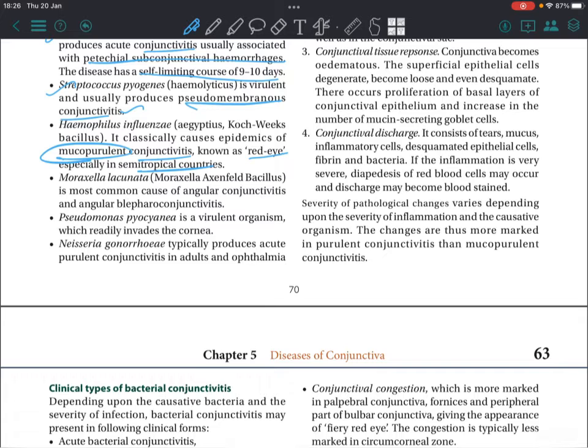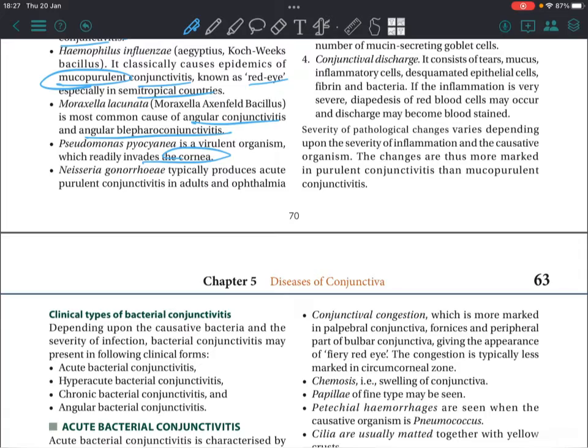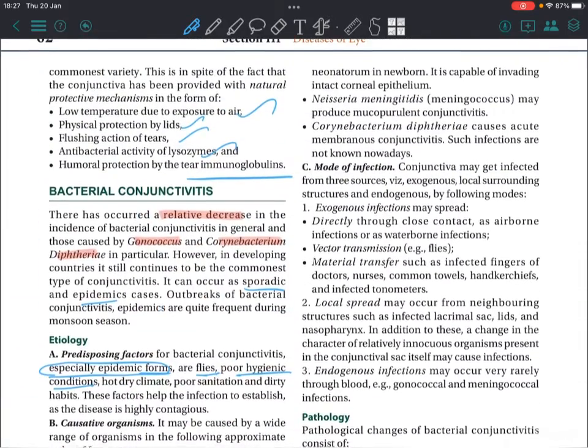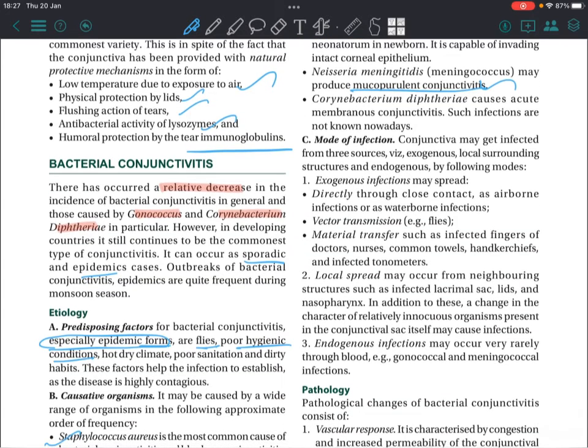Moraxella lacunata is the most common cause of angular conjunctivitis. Pseudomonas pyocyanea is a virulent organism which readily invades the cornea. Neisseria gonorrhoeae typically produces acute purulent conjunctivitis in adults and ophthalmia neonatorum in newborns. Neisseria meningitidis produces mucopurulent conjunctivitis. Corynebacterium diphtheriae causes acute membranous conjunctivitis. Such infections are not seen nowadays.